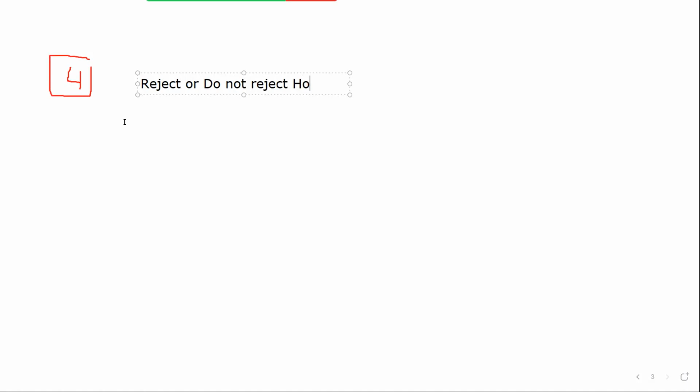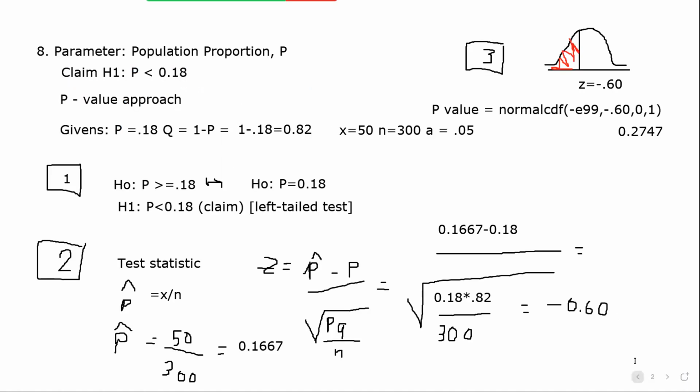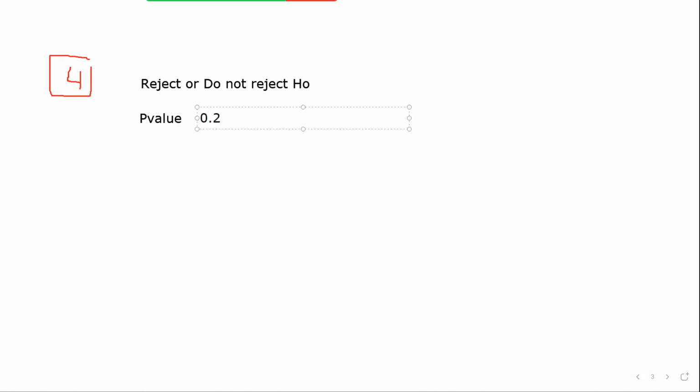And if we remember correctly, we have a p-value of, let's go back. We have our p-value was 0.2747. And our alpha was 0.05. Remember, alpha always comes from the problem. So the question that we ask is, we compare our p-value to alpha. And what can we say? Is our p-value larger or smaller than our alpha here?